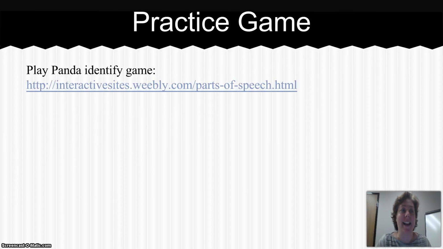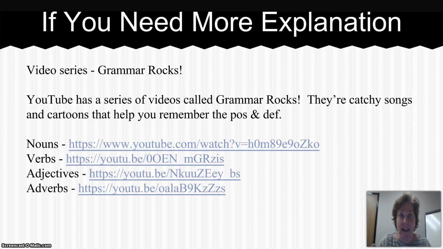You will go play this panda game, and this will help you start to see your patterns of identifying those types of parts of speech. Play these games and see if you have a part of speech that you typically miss. If you are missing all of the adjectives or all of one part of speech, then you need to go and get some more explanation.